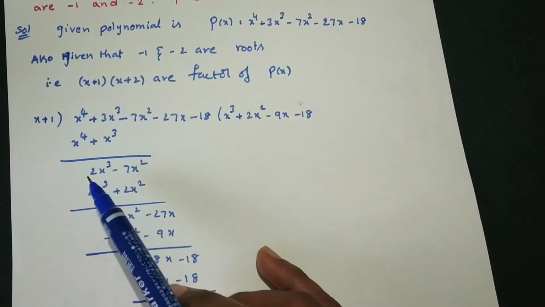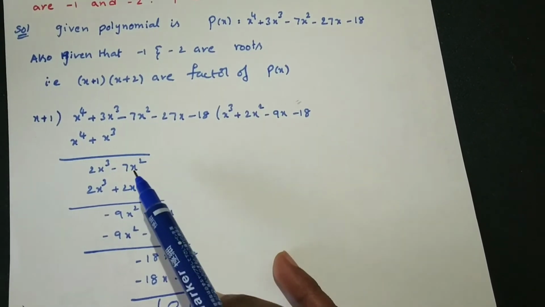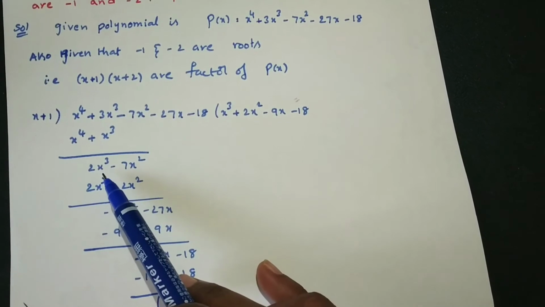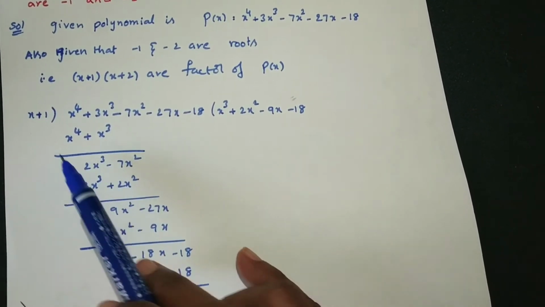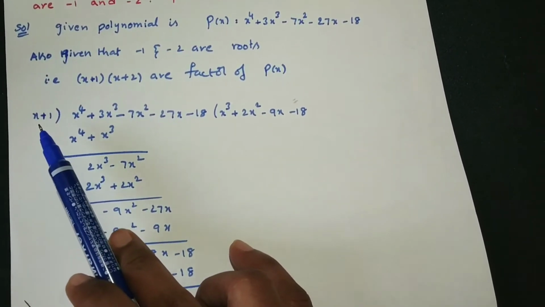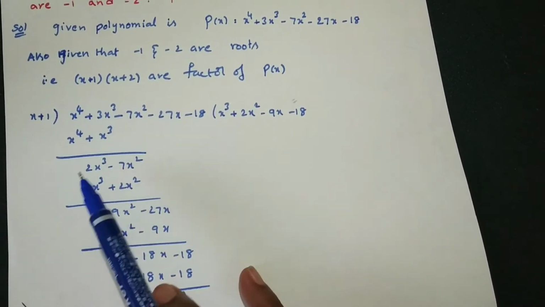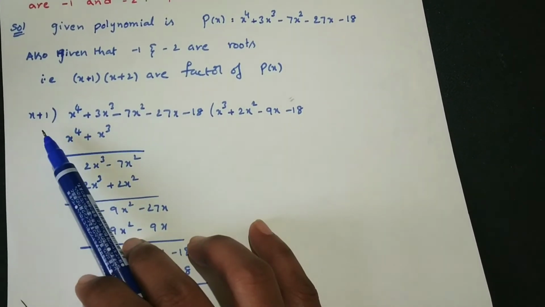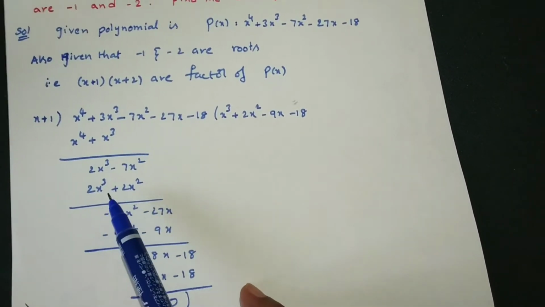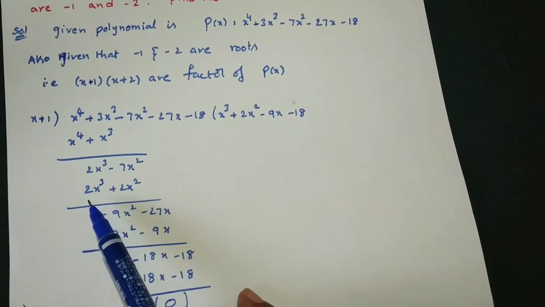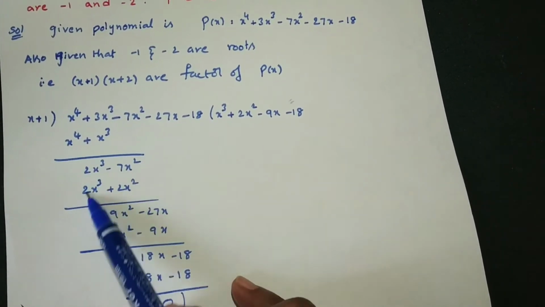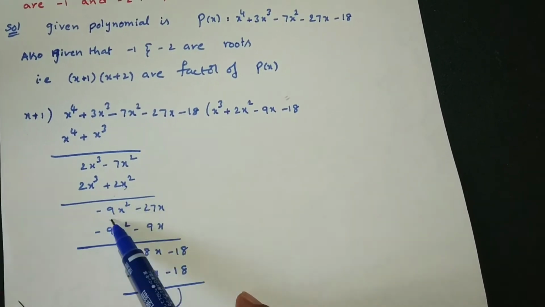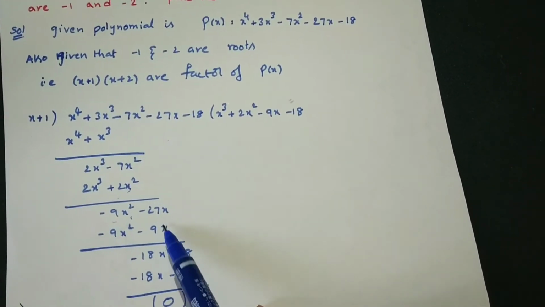3x square minus x cube, that gives 2x cube. Left for the next term, write down minus 7x square. Now the first term is 2x cube. x should be multiplied with 2x square to get 2x cube. So plus 2x square, the whole thing multiplied with 2x square gives 2x cube plus 2x square. Change the signs and cancel. After that, minus 7x square minus 2x square gives minus 9x square minus 27x.